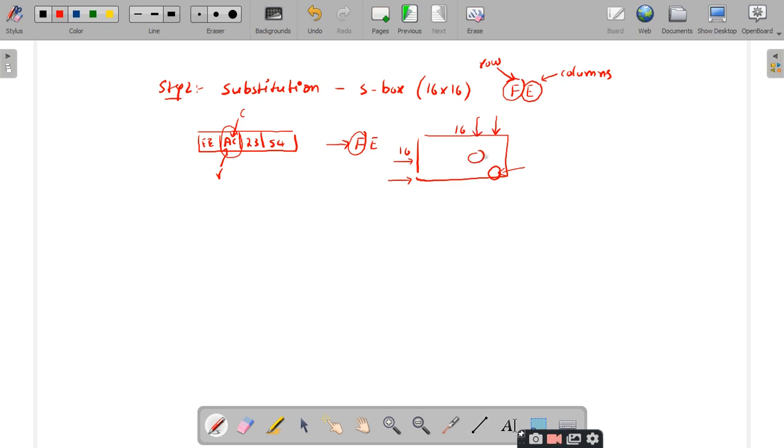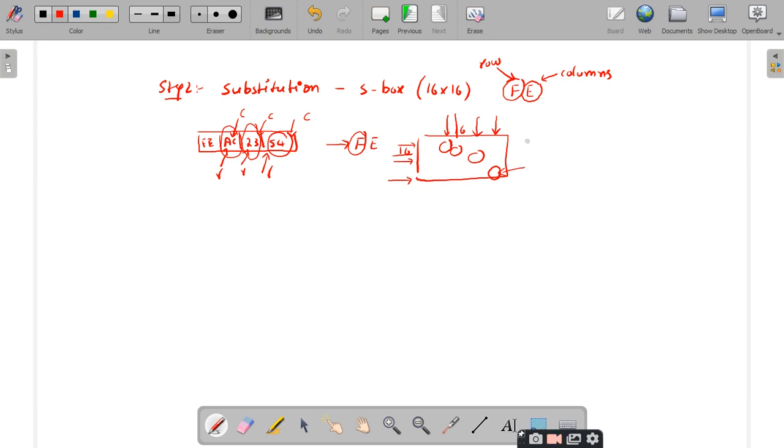Whatever coincidence you get, you take that value and replace AC with it. Similarly, in 23, 2 represents the row and 3 represents the column, so second row, third column, the corresponding value has to be taken. Here 5th row, 4th column, the corresponding value replaces 54. So is it clear up to this point?